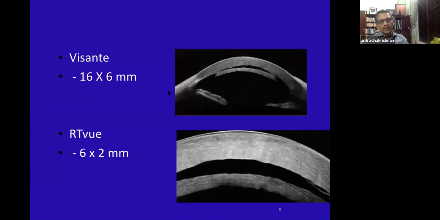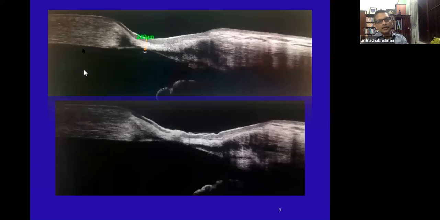With Visante, you can see the entire circumference of the cornea, limbus to limbus. In a conventional swept source, you can see only the central part, usually a 6 by 2 mm area, while in Visante you can see 16 by 6 mm.